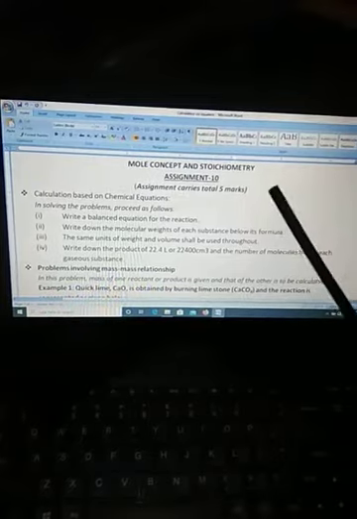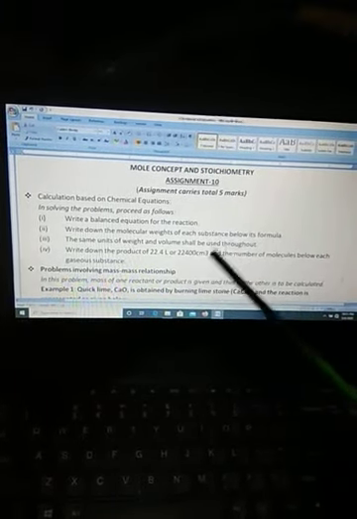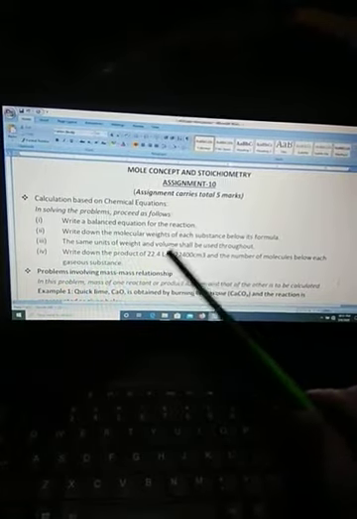So you should be using the same unit. And the last one is to write down the product of 22.4 liters or 22,400 centimeter cube and the number of molecules below the gaseous substance. So if in the product you have got a gaseous molecule, you need to give this volume.